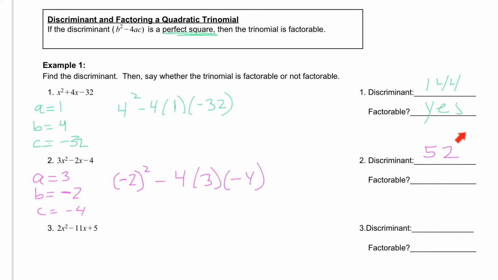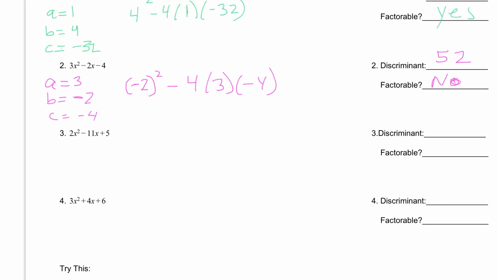Then we need to determine, is 52 a perfect square? So take the square root of 52 on your calculator and see if you get a nice number or if you get a long decimal. Looking at your calculator, you should notice that you do get that long decimal, which means 52 is not a perfect square. So number 2, is it factorable? Your answer is no. We're going to do 2 more together and then you can try some on your own.